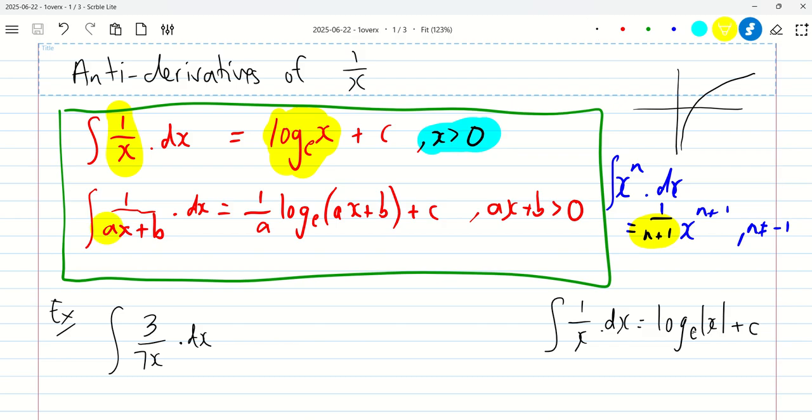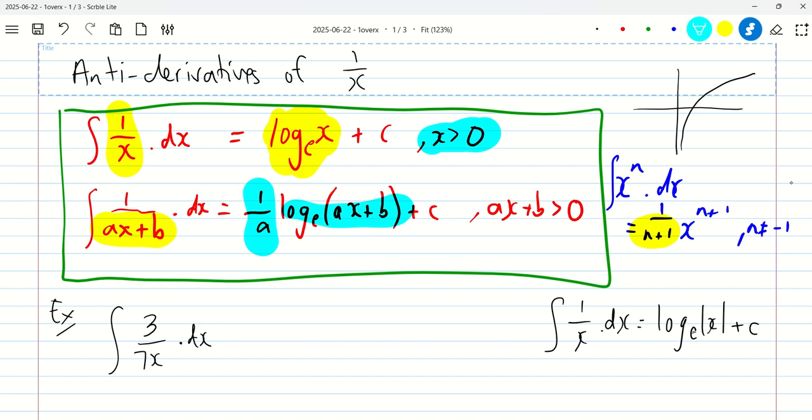Similarly, if you've got a linear term down the bottom, and it's only for linear, it can never be x squared, x cubed, sine x, cos x. This does not work for any of those. Only if it's a linear function down the bottom, then it's equal to 1 over a, you divide by whatever's in front of x, and then the log e of the function that we have, plus c.